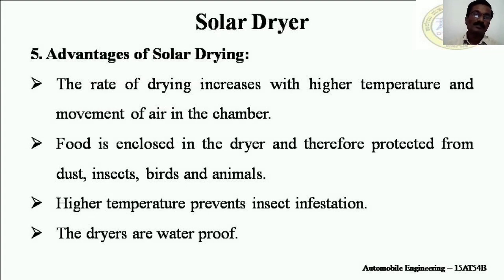Okay. Next one is advantages of solar drying. So what are the advantages of using the solar dryers? We'll explain here. The rate of drying increases with high temperature and movement of the air in the chambers. So in the solar dryers, the drying efficiency increases as compared to the open drying. Next one is the food is enclosed in the dryers and therefore protected from the dust, insects, birds and animals.